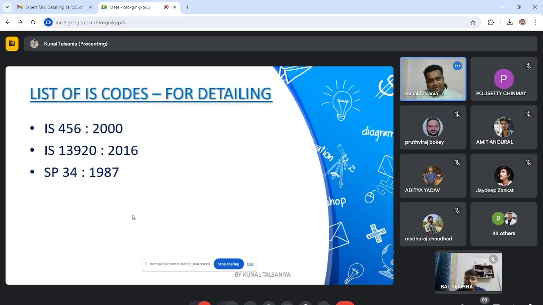For detailing, first we have to focus on three codes. First is IS 456:2000, second is IS 13920:2016, and third is SP 34. Why have I written SP 34? Because SP 34 is also very good for detailing conceptually, so SP 34 has to be referred to for all. IS 13920:2016 is a must for zone 3, zone 4, and zone 5. The structures lying in zone 3, 4, 5, we have to follow IS 13920.